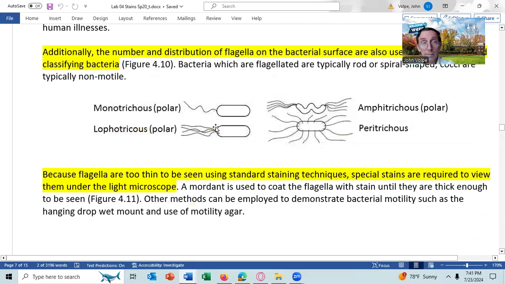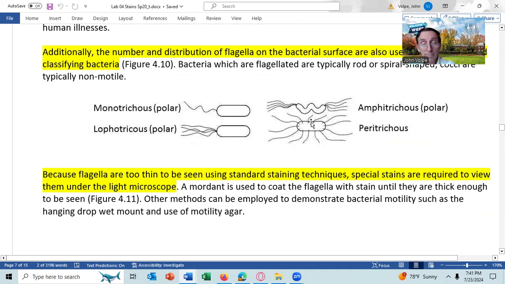First of all, there can be no flagella, and then there can be one flagellum on one end, monotrichous; multiple flagella on one end, lophotrichous; multiple flagella on two ends, amphitrichous; and then peritrichous, multiple flagella all over the cell.